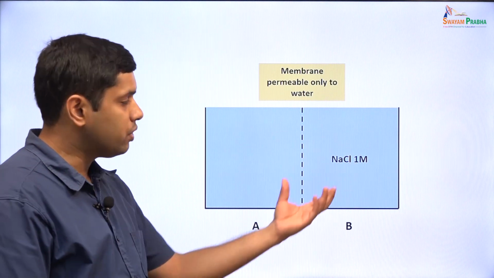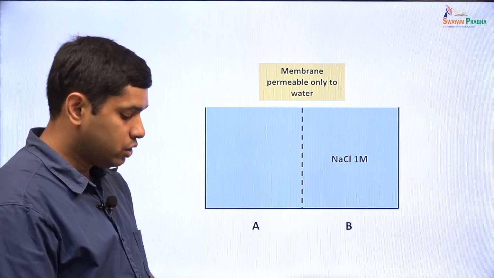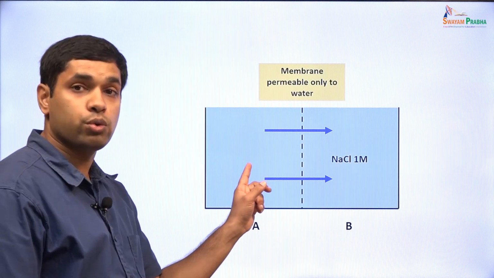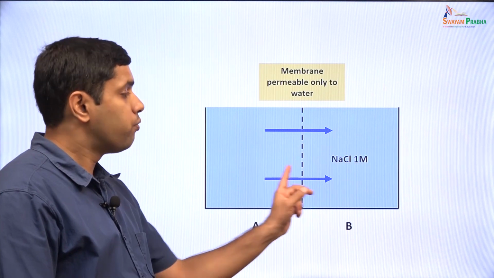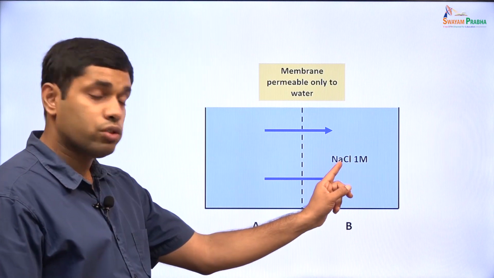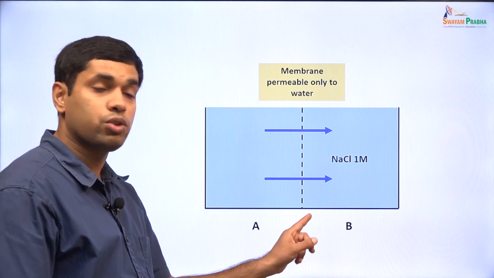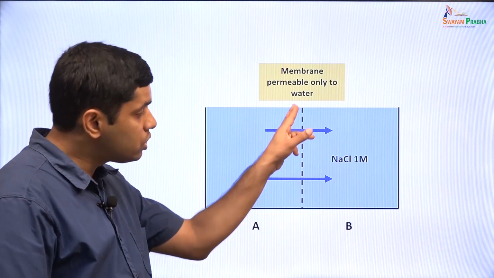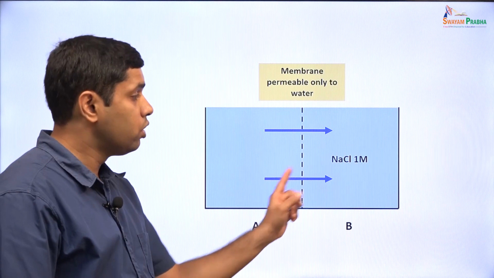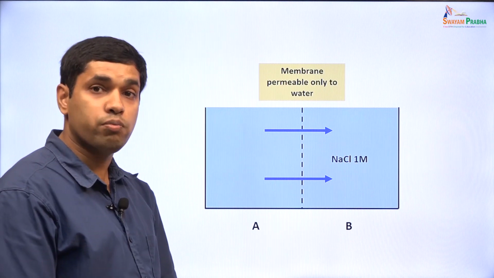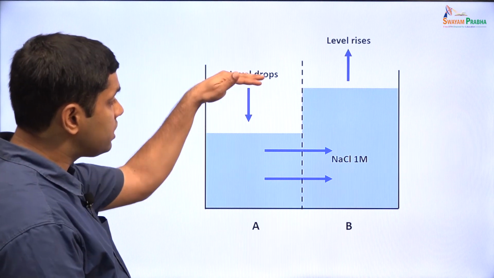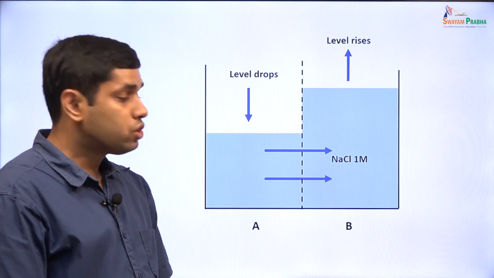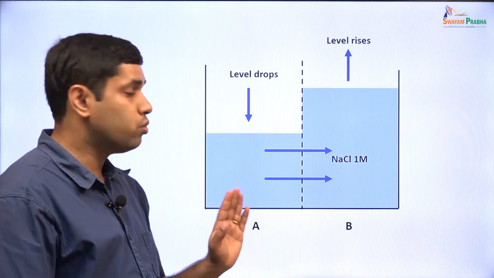What do we expect to happen? This is a more concentrated solution, and since this membrane permits flow of water but cannot permit flow of sodium chloride across, water would flow from A to B. If this membrane were permeable to sodium chloride, it would diffuse here and the concentrations finally would even out. But because this membrane is permeable only to water and not to sodium chloride, water will move from A to B. So, gradually what will we see? We will see that the level in A will drop and the level in B will rise. So, this is the flow of water due to osmosis.